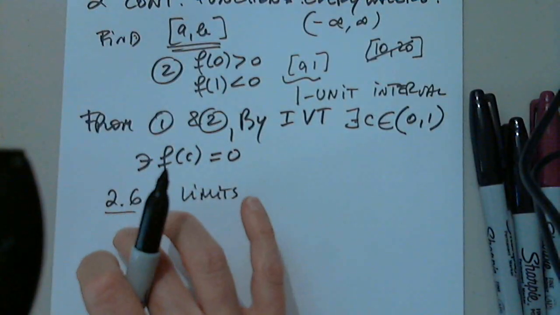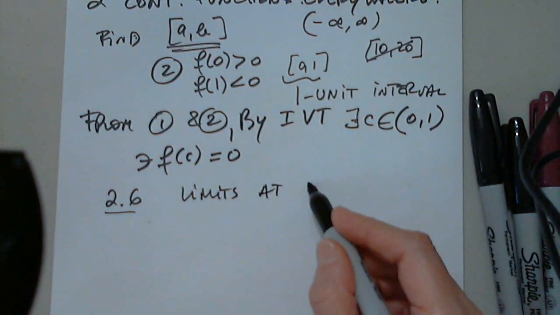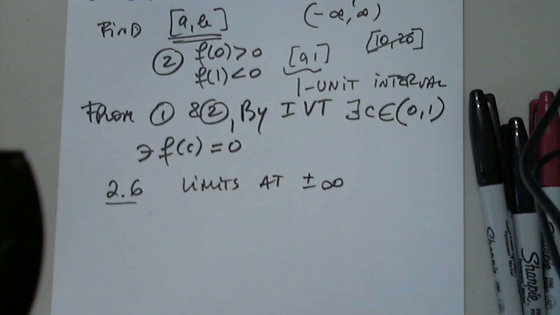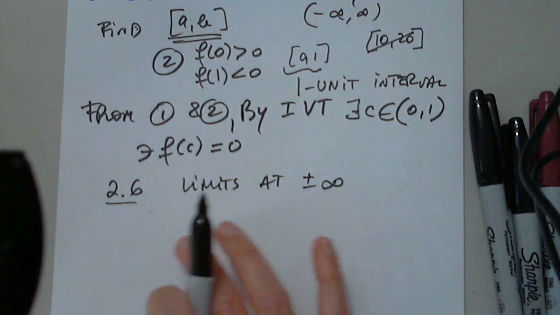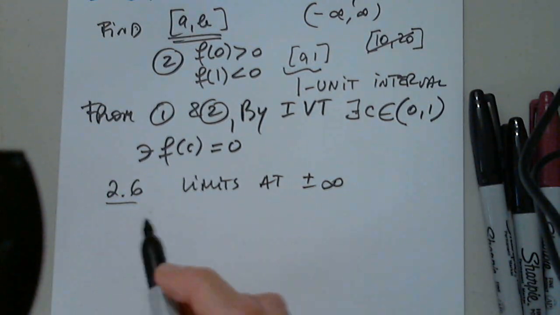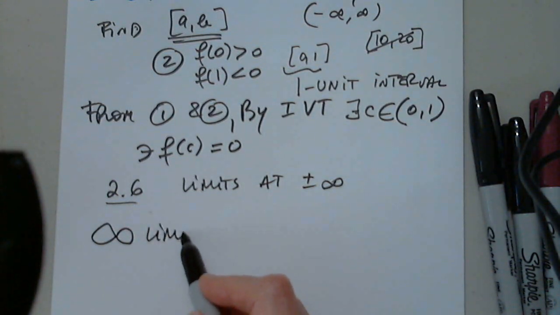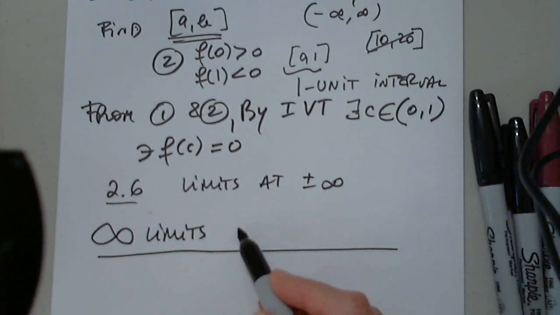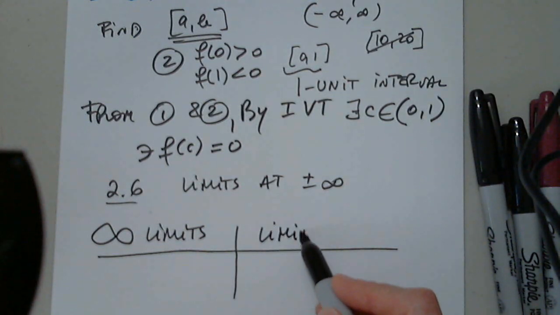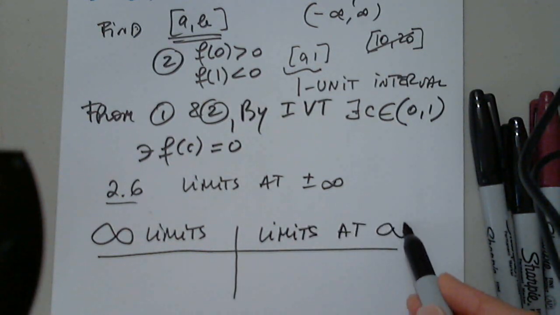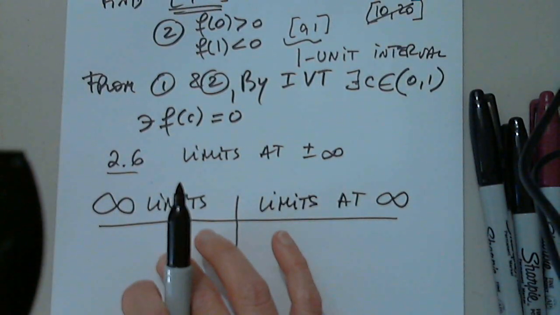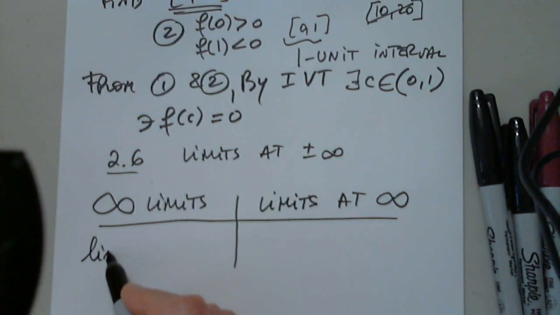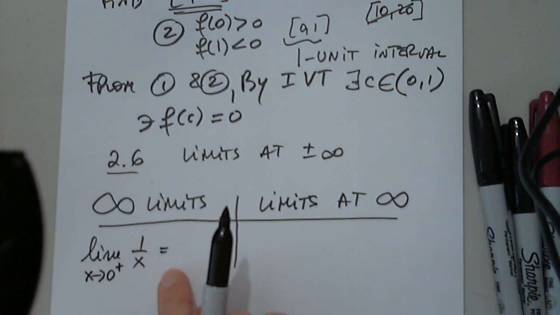Okay, so 2.6, limits at infinity. Remember, last week I said there were two different things: infinite limits and limits at infinity, of course, infinity or negative infinity. This one we discussed last time: the limit of 1 over x as x approaches 0 from the right. And what did we get?